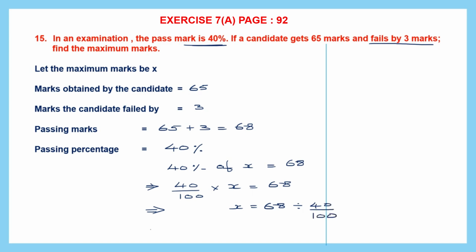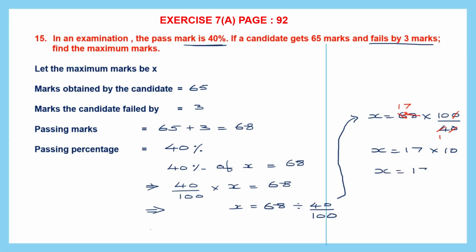So now I'll take it here, we'll do it here on the side. So here now x is equal to 68 into 100 by 40. We'll write the reciprocal. Now here let's cancel. We can cancel this and this. We can also cancel 4 and 68. 4 ones are 4. So here 4 ones are 4. There's 2 left. 28. 4 sevens are 28. So 17 we have. Now x is equal to 17 into 10. So x is equal to 170.